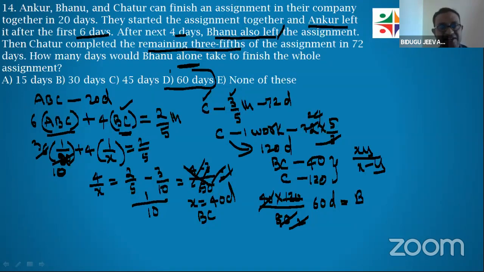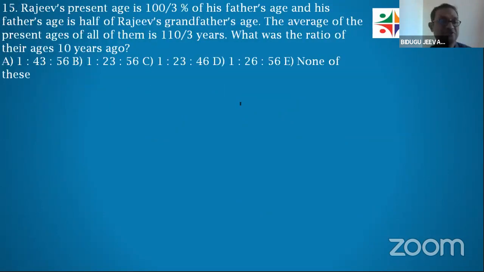See, here we need to understand they started the work together. After 6 days and after 4 days, up to here, they completed 2/5 part of the work, and the remaining was done by C. Wonderful question in time and work. I request all of you, please use the chat box if you are not following. If you have any doubts, please continue. Okay, thank you. Let me continue with the 15th question.